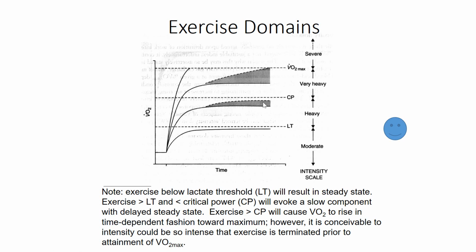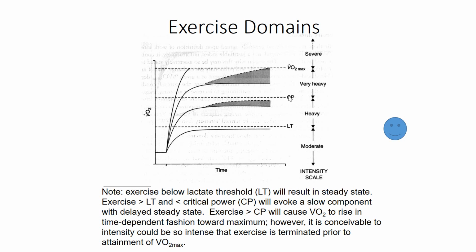And so this led to the introduction of exercise domains. So we have several domains shown. The moderate domain, which is below lactate threshold, and you can go all day long. The heavy domain, which is above lactate threshold, but below this parameter they're labeling as CP, or critical power. Some people will also refer to this as the maximal steady state or maximal lactate steady state, although people are debating whether the mechanisms are the same.